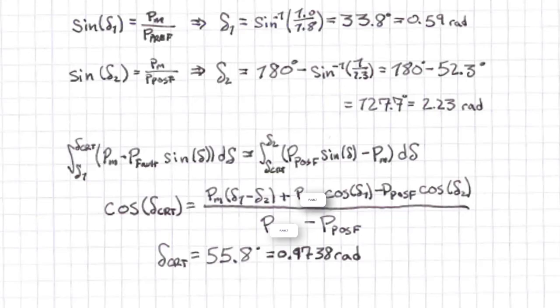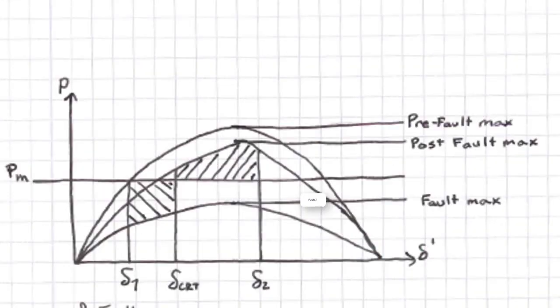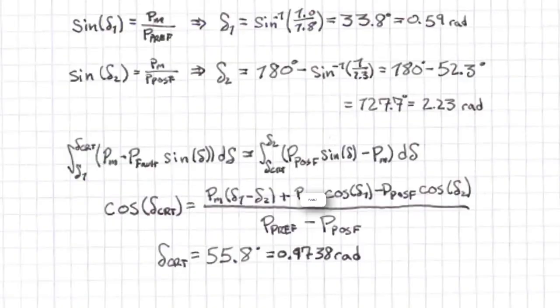What gets complicated is when we calculate delta critical. Now we can use inspection on the graph above to see that the integral from delta 1 to delta critical of PM minus P pre-fault sine delta d delta equals the integral from delta critical to delta 2 of P post-fault sine delta minus PM d delta. What we are calculating here is not actually delta critical. We're calculating the maximum delta critical possible for this specific generator and fault conditions. So any delta critical less than that is actually acceptable.